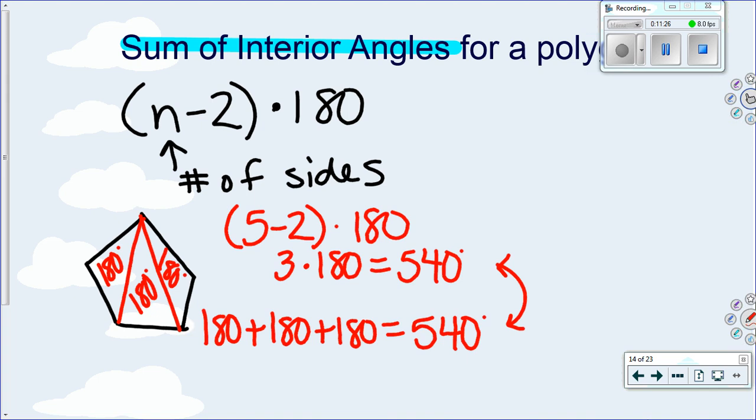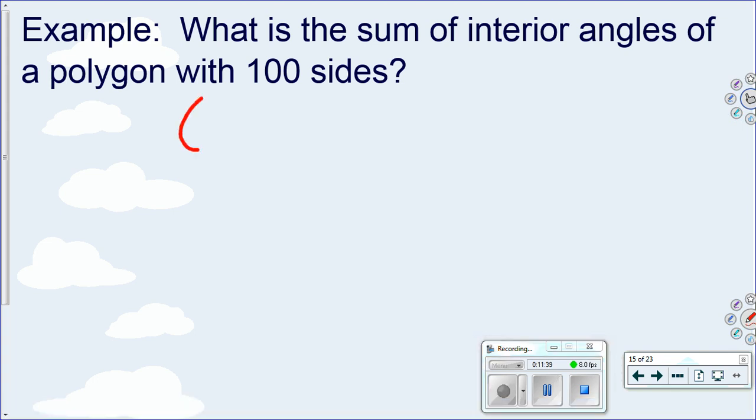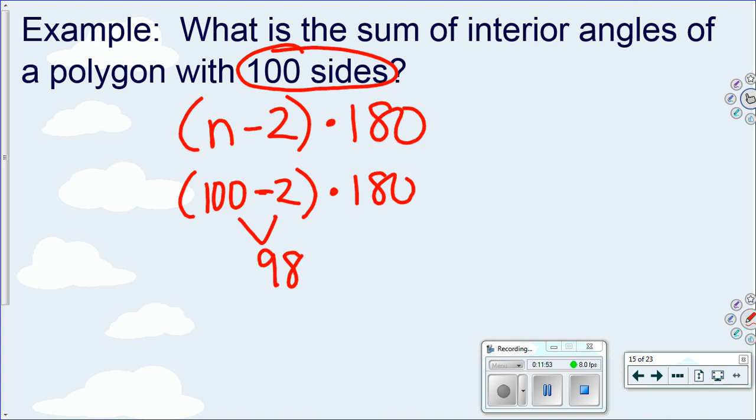Our example to the right of that says, what is the sum, well, you're going to write this down, what is the sum of interior angles of a polygon with 100 sides? So we're going to use our formula, n minus 2 times 180. Well, if it has 100 sides, I'm going to substitute that in for n. N minus 2 is 98. 98 times 180 gives us 17,640 degrees. So if we had a shape with 100 sides, all of the angles would add up to 17,640 degrees.